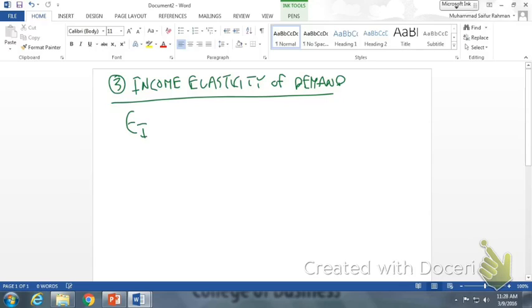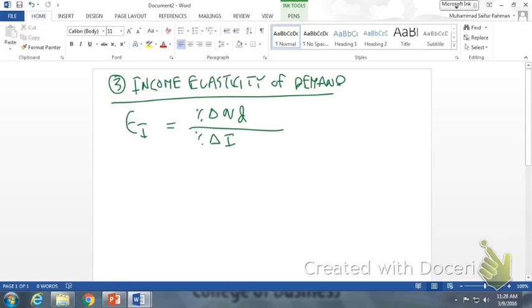We usually write it as EI. Epsilon I. Epsilon is always the measurement of elasticity. I stands for income. We measure it as follows. We first calculate the percentage change in quantity demanded, we measure the percentage change in income, and we take the ratio. That's the income elasticity of demand.